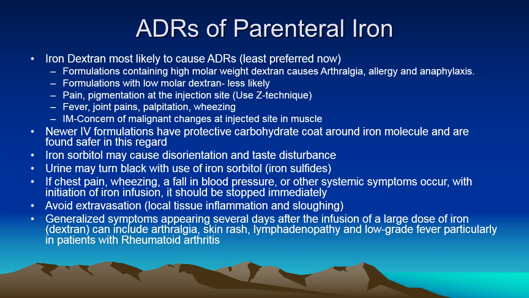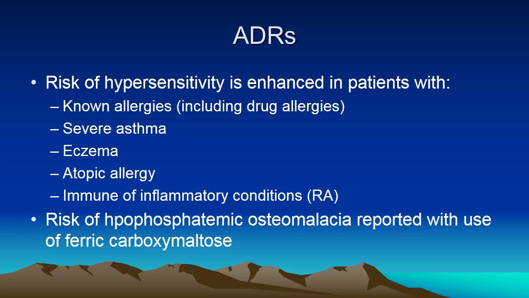Abscess may occur. Generalized symptoms appear even after several days of infusion of a large dose of iron, and that can include arthralgia, skin rash, lymphadenopathy, low-grade fever, particularly in patients with inflammatory disorders, such as rheumatoid. Risk of hypersensitivity reaction is enhanced in patients with known allergies, severe asthma, eczema, atopic allergy, and immune-related inflammatory conditions. Risk of hypophosphatemic osteomalacia is reported with use of ferric carboxymaltose.